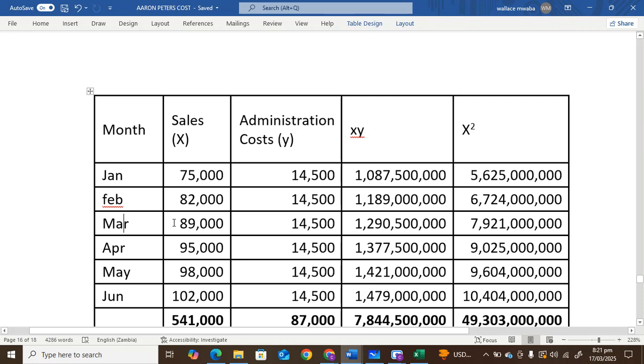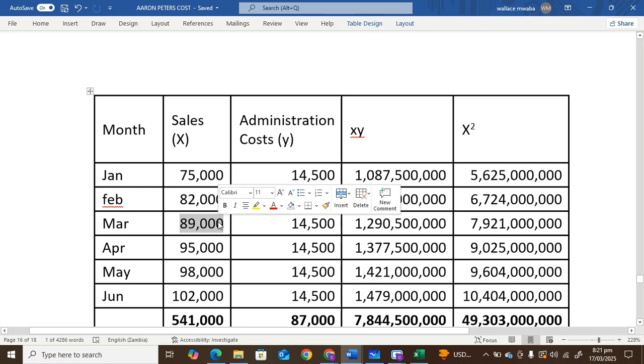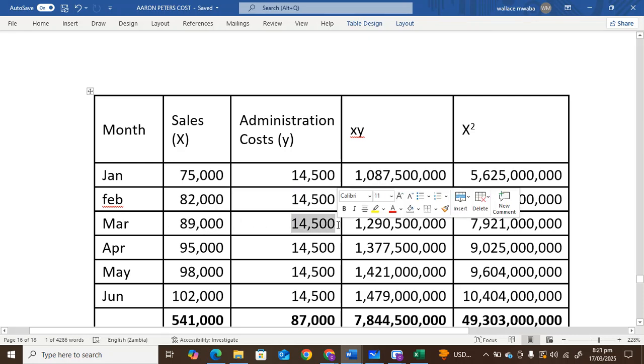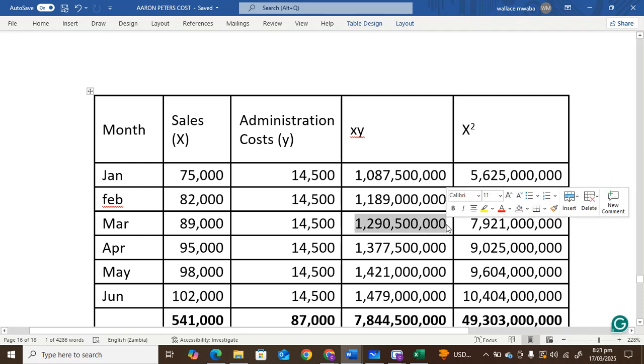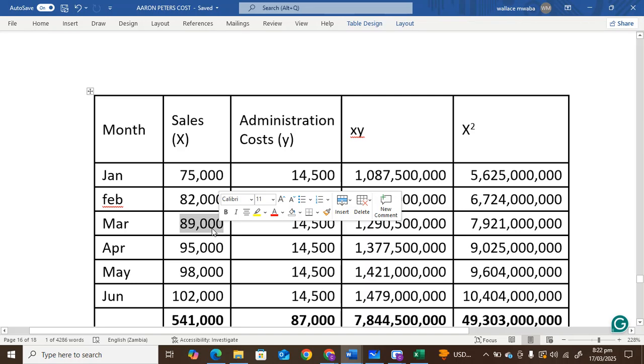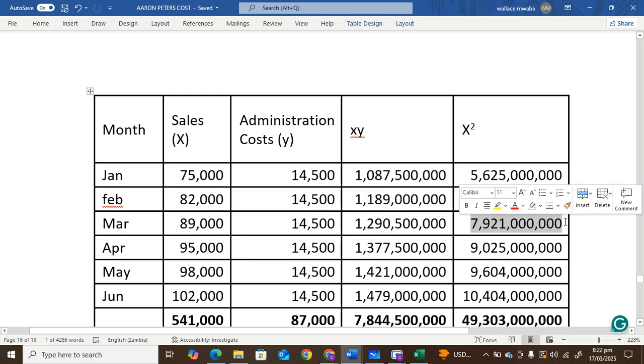March, 89,000 sales multiplied by the administration costs, 14,500, you get 1,290,500,000. Okay, you square the X value, 89,000, you get 7,921,000,000. So always follow what the table is saying. Although in the exam, they're not going to give you this table.